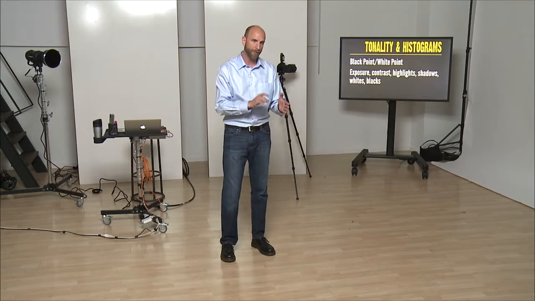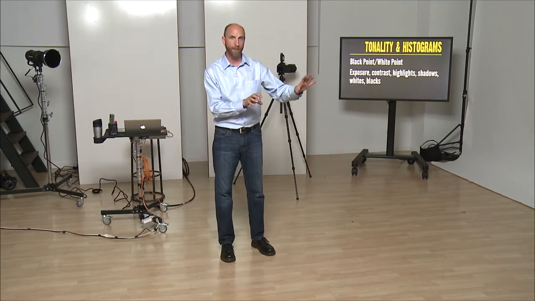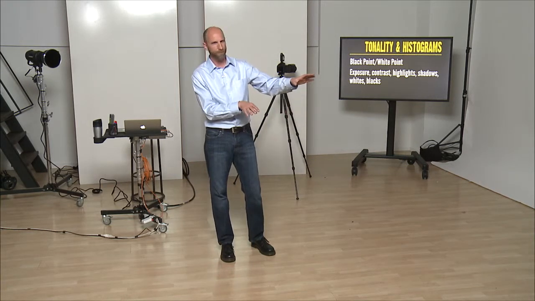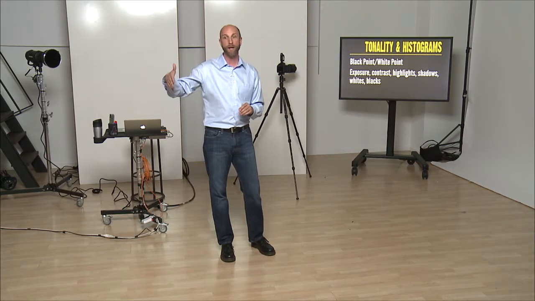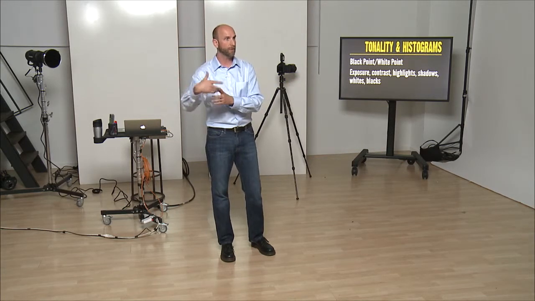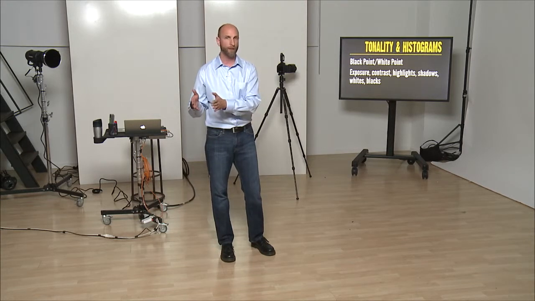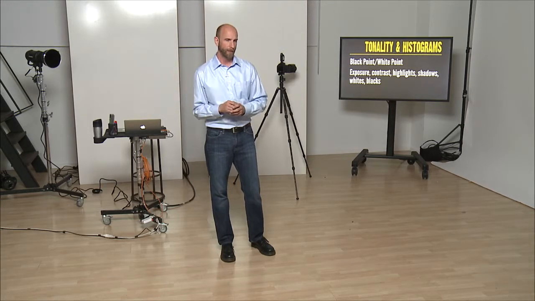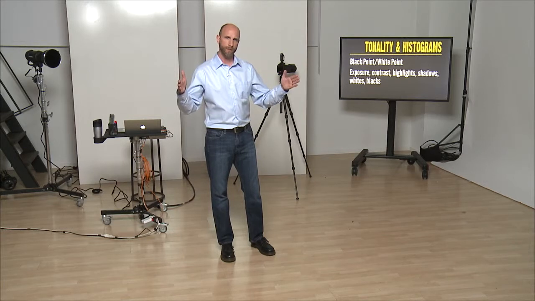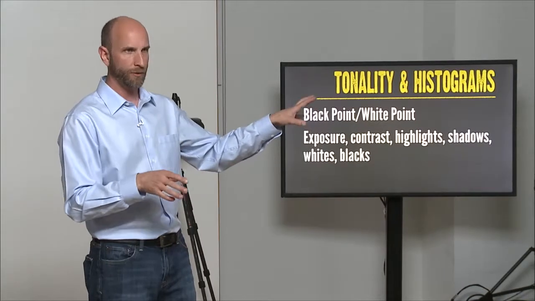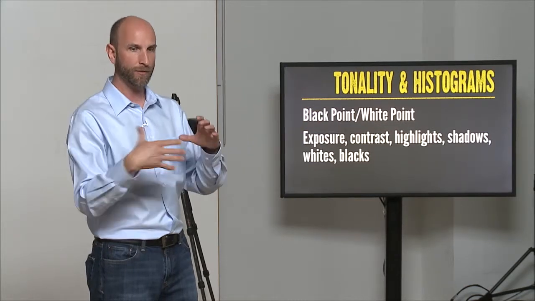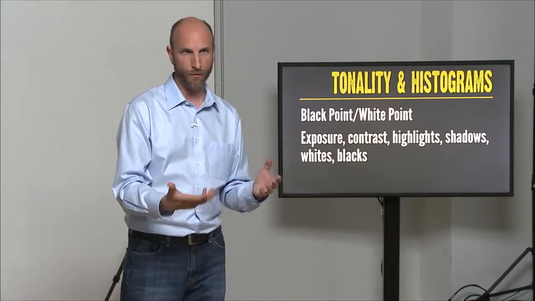When I say tonality, what I mean is: when we see something that's black in real life and we take a picture of it, when we show that on a screen or print it, is it actually black? Usually it's not. It's a light gray. And if something is white in real life, when we print it or show it on a screen, is it actually white? Usually it's not. It's a light gray. So we're going to talk about where the boundaries are, whether we can push them, and how we map what we see with our eyes and capture with our camera to what we present to the world.